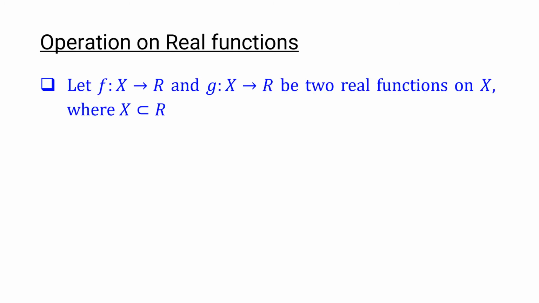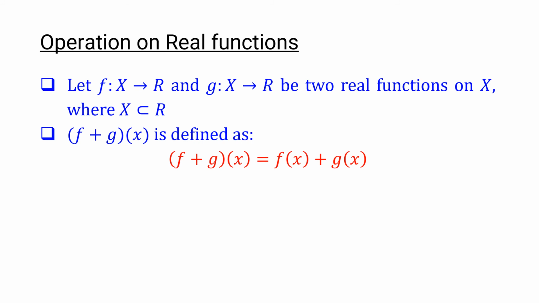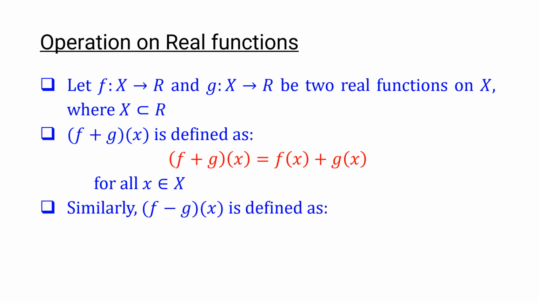We have defined some common functions. We also observed that we can perform operations on real functions to create new functions. Let us take two functions f and g, both operating on real values of x. Addition function f plus g of x is defined as (f+g)(x) equal to f(x) plus g(x) for all values of x belonging to the set X. Similarly, subtraction function (f-g)(x) is defined as f(x) minus g(x).